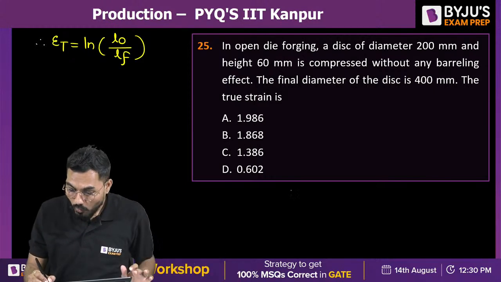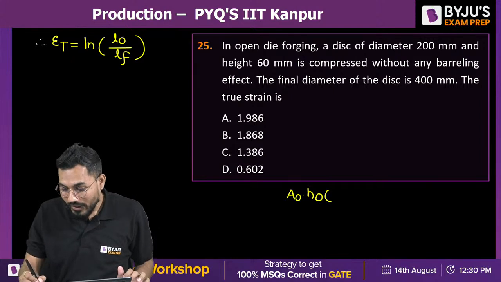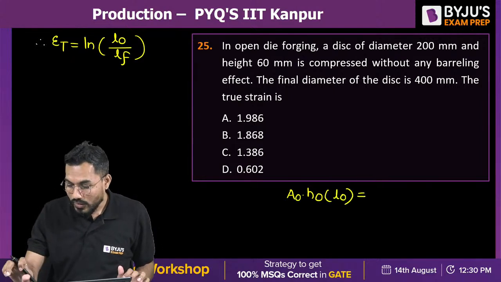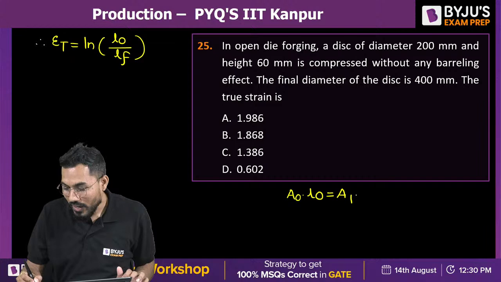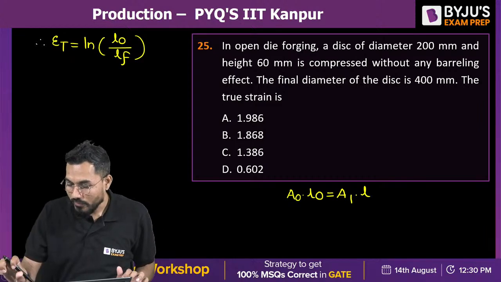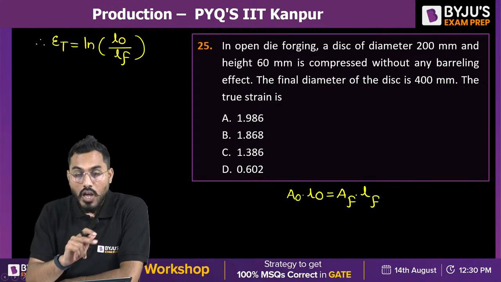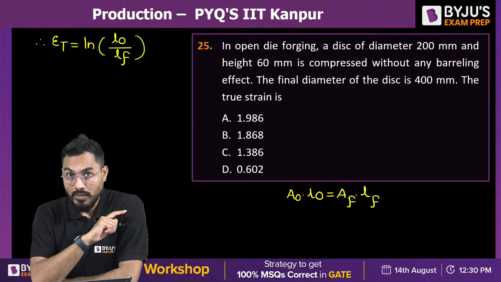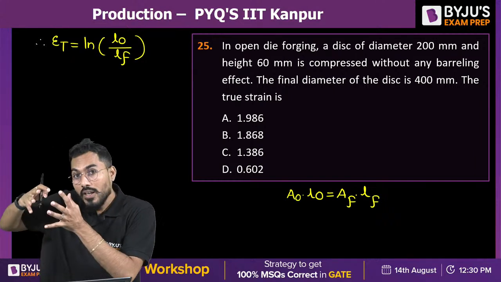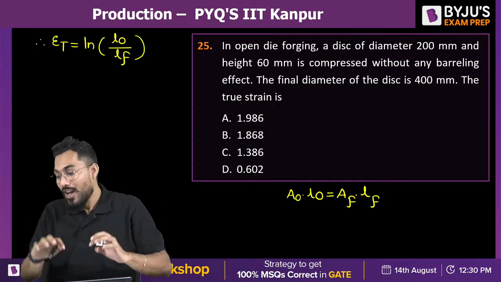So original volume is A naught into L naught. Here I can consider H naught or L naught, directly I'll say L naught. It is exactly equal to final cross-section area multiplied by final length, AF into LF. Now original length and final length are not given, boss. Original diameter and final diameter are given. So original length divided by final length, you can replace in terms of cross-section area or diameter.